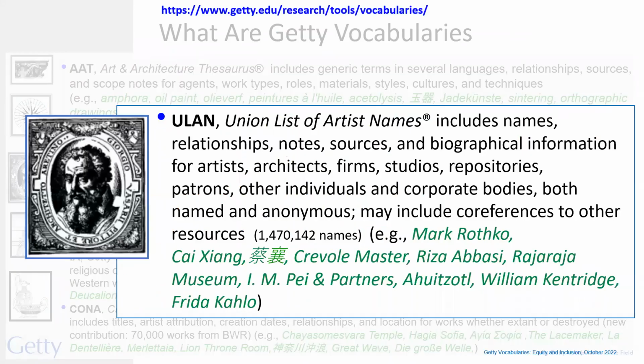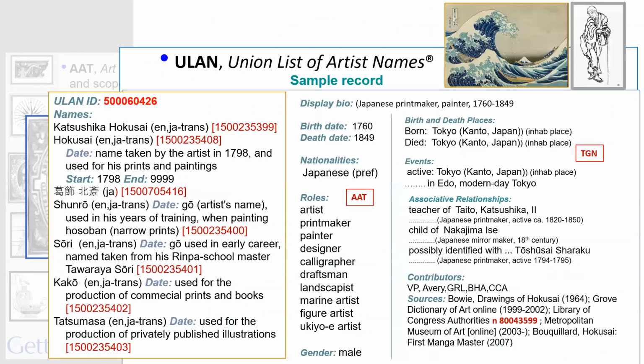ULAN, the Union List of Artist Names. This includes names, relationships, and other rich data for not just artists, but architects, firms, studios, repositories, some patrons, and other individuals and corporate bodies involved with the creation of art, both named and anonymous. So here you'll find records for Mark Rothko, the anonymous Crevelet master, the architectural firm I.M. Pei and Partners, and others.